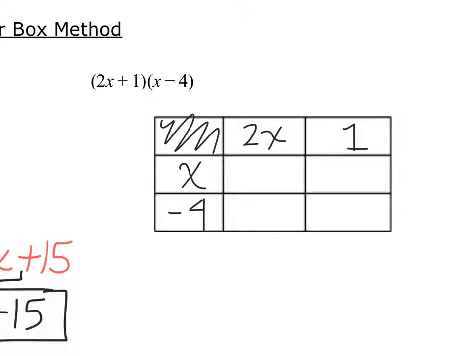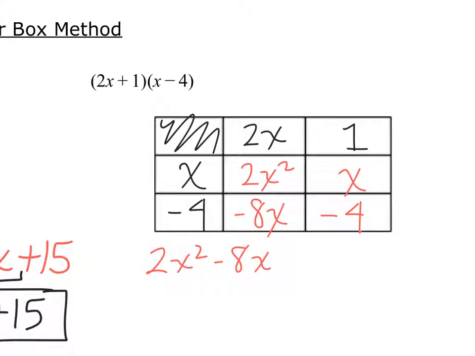So now I'm going to multiply. 2x times x is 2x squared. 2x times negative 4, negative 8x. Beautiful. Then 1 times x, it's x. 1 times negative 4, negative 4. So I'm going to write down my answer here. I've got 2x squared minus 8x plus 1x minus 4.